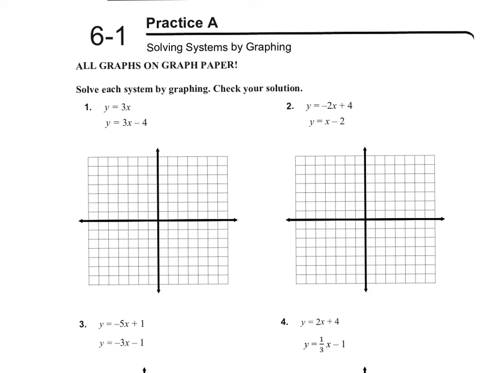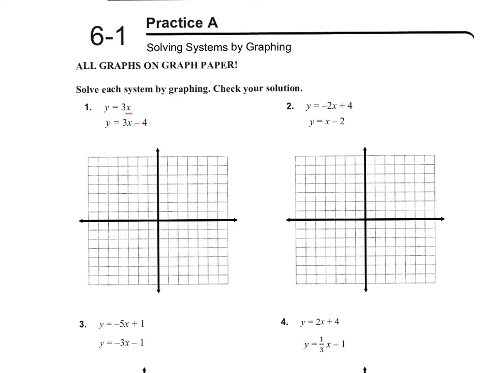Okay, this is 6-1 review worksheet A. I'm probably going to do 3 of these with you, and then you will do the rest for homework. So just 5 for homework. So here's what we're going to do. We're going to start with number 1, and we are going to graph these and then give the solution from there.